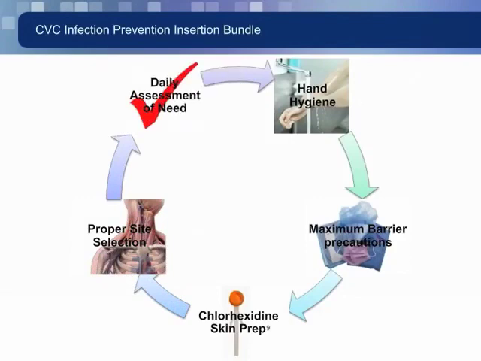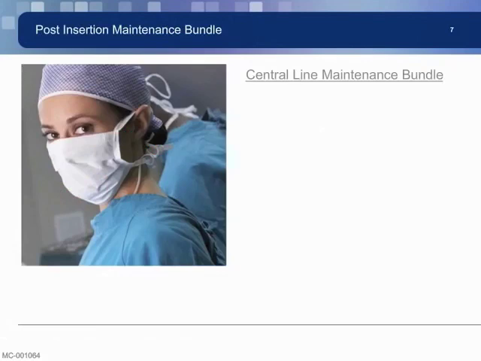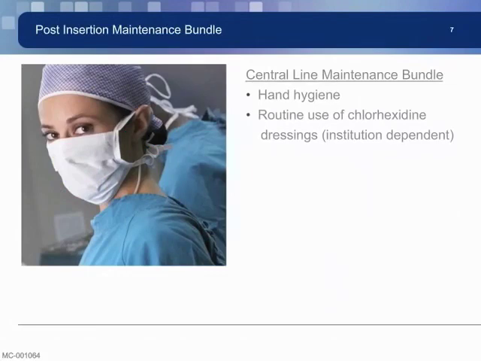The central line maintenance bundle includes hand hygiene, routine use of chlorhexidine impregnated dressings to reduce the introduction of skin pathogens at the insertion site. Note, this is institution dependent. No less than 5 to 15 seconds to scrub the hub to reduce the pathogens coming in through the needleless connectors or connective tubing.